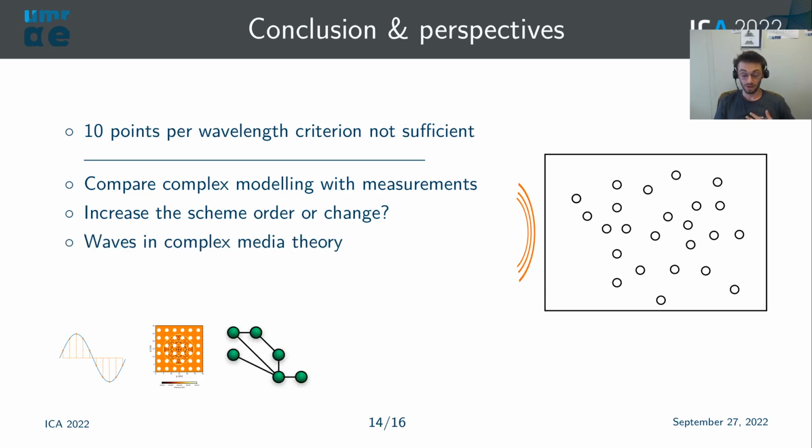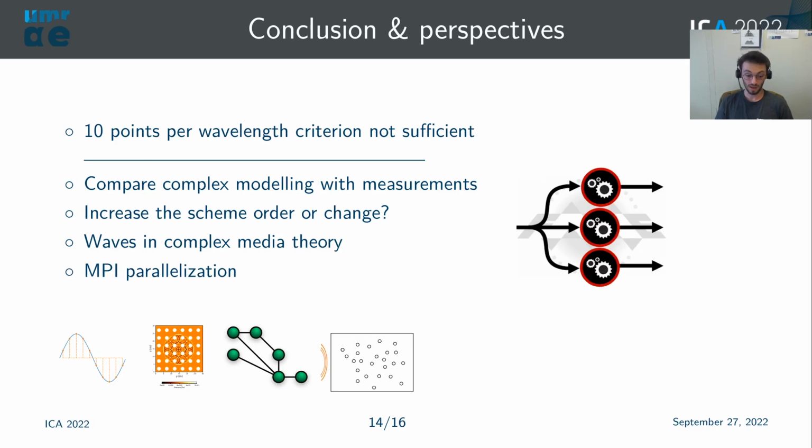We also want to integrate wave theory in complex media, because it would be nice to have an effective medium with effective wave number and speed. And in the end, it would be nice to have MPI parallelization to be able to increase the number of points per wavelength in the simulation.